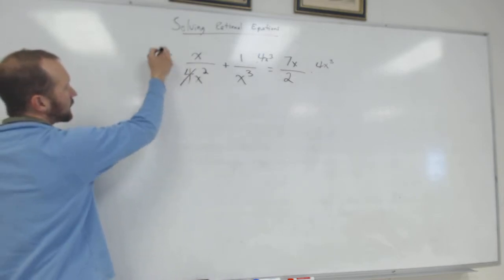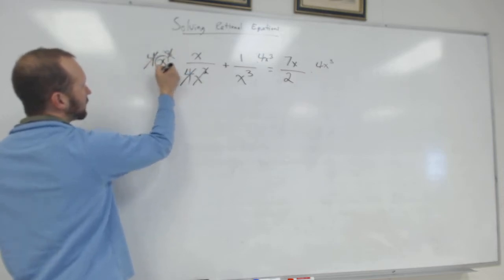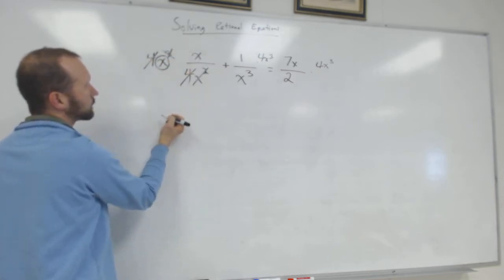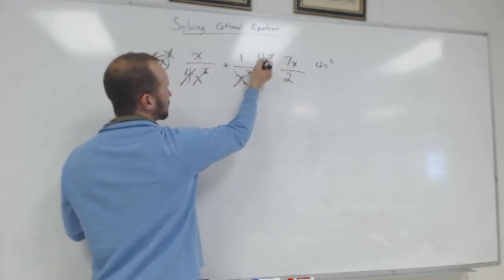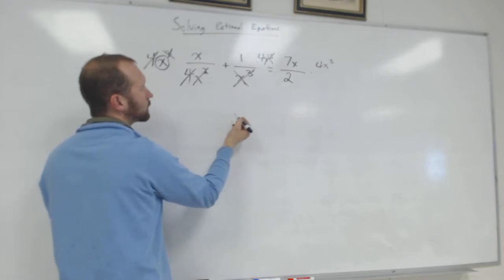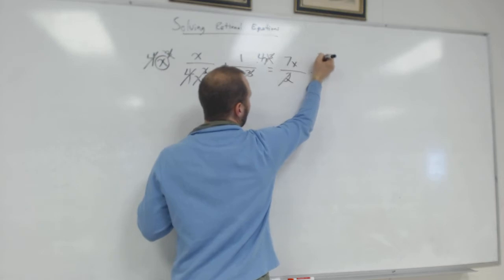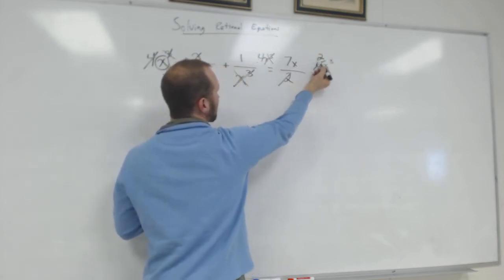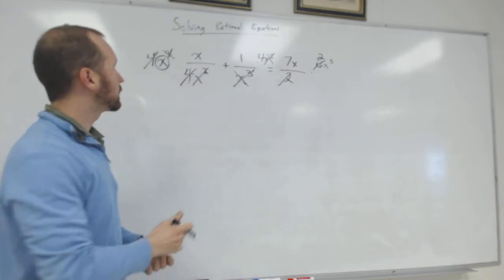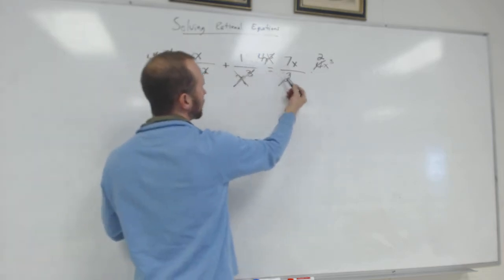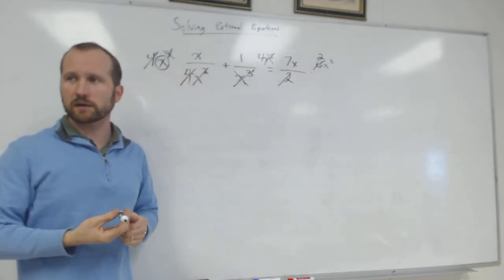Here, the 4's would cancel, and the x squared would cancel 2 of these. So I would just have x times x. Here, the x to the thirds would cancel, so I would just have 1 times 4. And then over here, the 2 would cancel with the 4, so I would have 7x times 2x to the third. And I would end up with x squared plus 4 equals 7x to the 4th. Which is not something that you guys know how to solve.